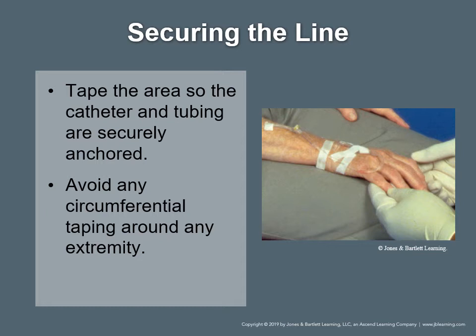Securing the line. Tape the area so that the catheter and tubing are securely anchored in case of a sudden pull on the line. Tear the tape before you start IV administration. That's actually part of your National Registry checkoff for this skill, is that you tear the tape before you start the IV. Double back the tubing to create a loop that will act as a shock absorber if the line gets pulled accidentally. Avoid any circumferential taping around an extremity. Steps in performing IV therapy are summarized in Skill Drill 13.2.